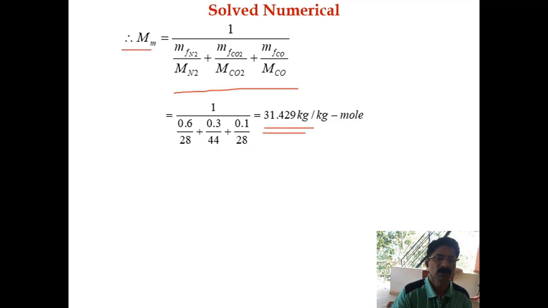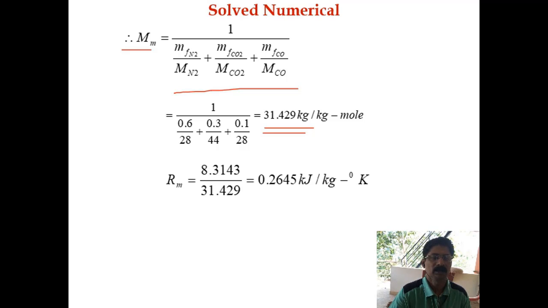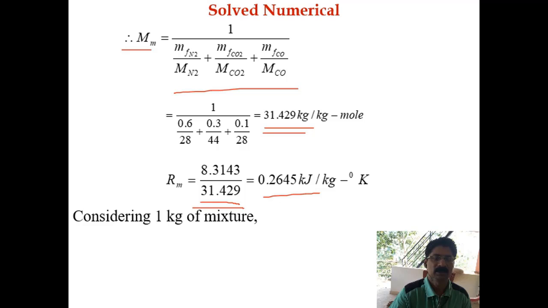This is one solution. Suppose you have any alternate ways to solve this problem to find the molecular weight of the mixture, surely you can use them. There is nothing wrong. Now Rm is nothing but R bar by the molecular weight of the mixture, so you will get 0.2645 kilojoules per kg per degree Kelvin.